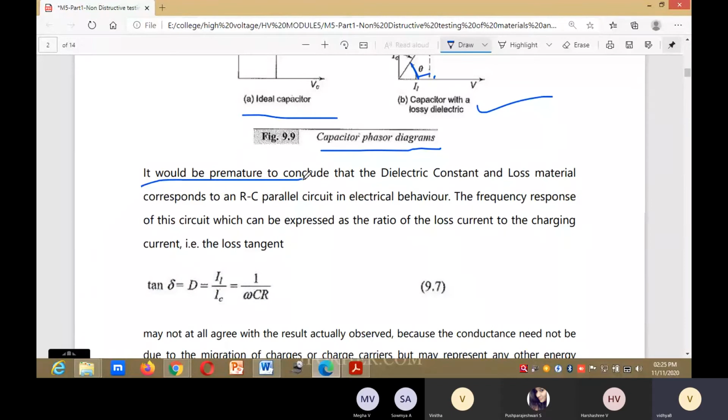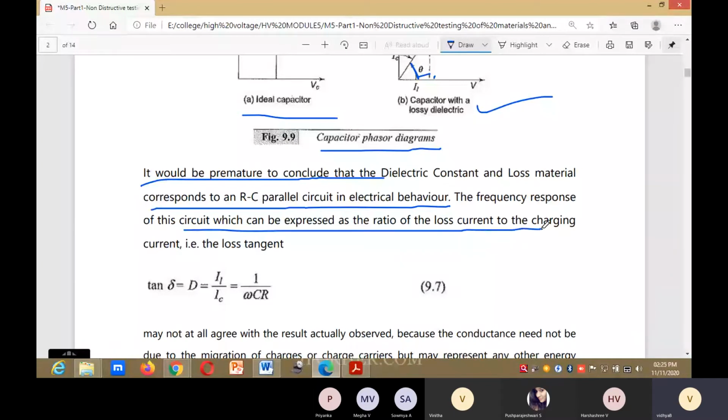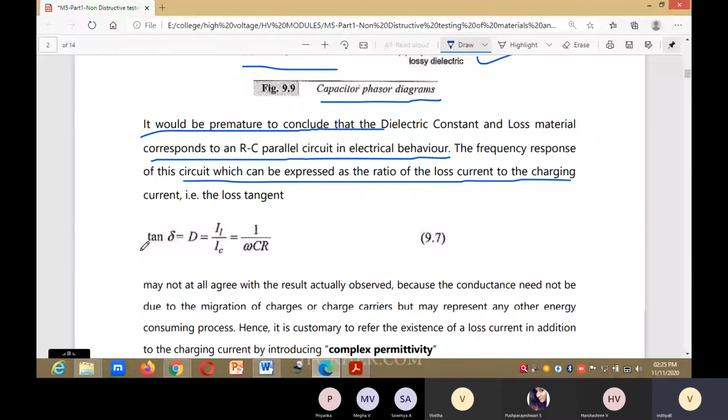It would be premature to conclude that the dielectric constant and loss of the material correspond to an RC parallel circuit in electrical behavior. The frequency response of this circuit can be expressed as the ratio of the loss current to the charging current. You can observe here tan delta is equal to D, which is I1 divided by IC, that can be written as 1 divided by ωCR.